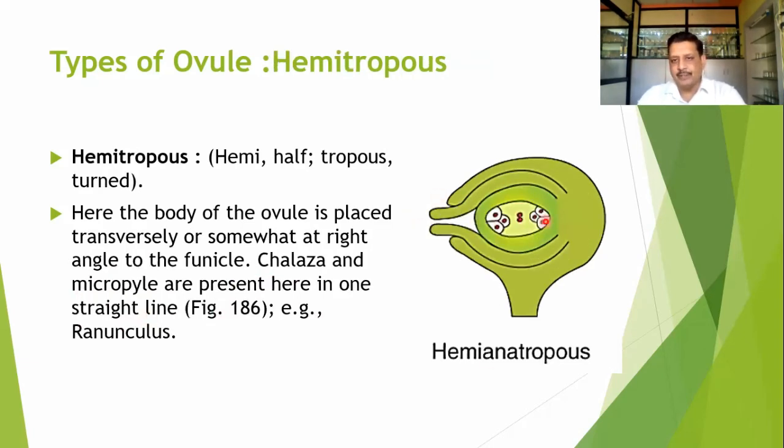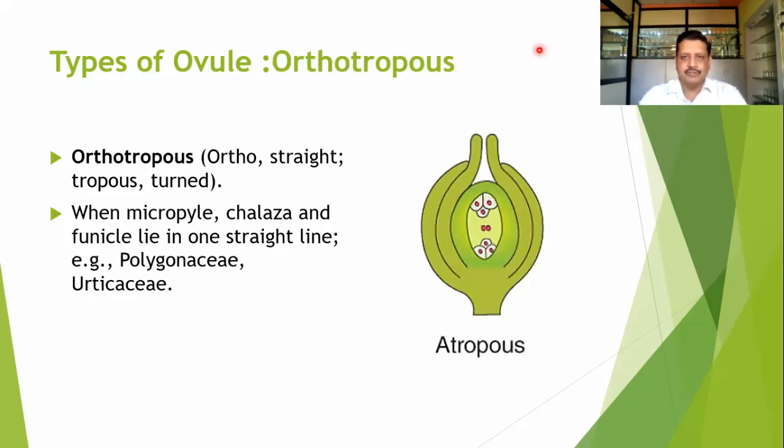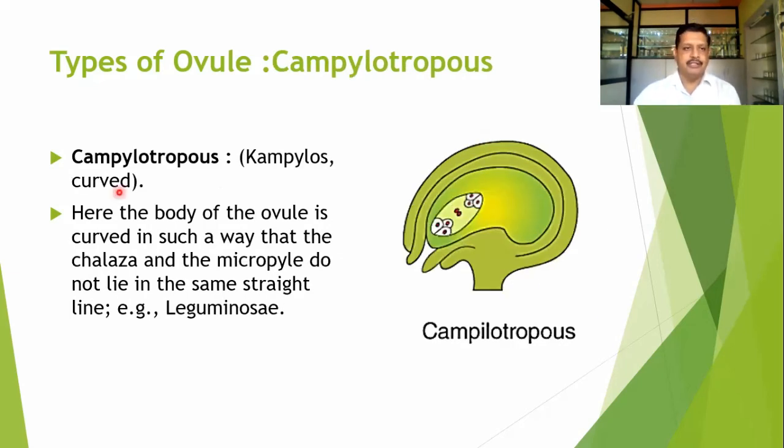Here you find micropylar and chalazal ends are in one line. Even in Anatropus ovule, they are in one line. Even in Orthotropus, they lie in one line, where the chalazal end and the micropylar end are on one line. But here in Campylotropus, no straight line can be found, and thus the chalazal and the micropylar ends do not lie in the same straight line. This type of ovule is normally found in the family Leguminosae and is known as the Campylotropus ovule.